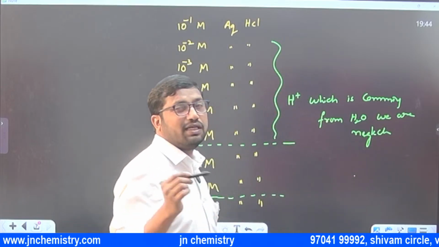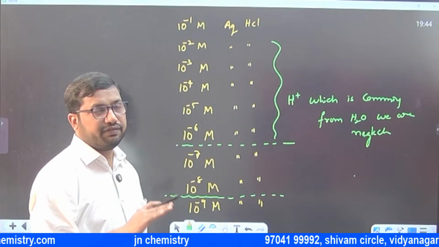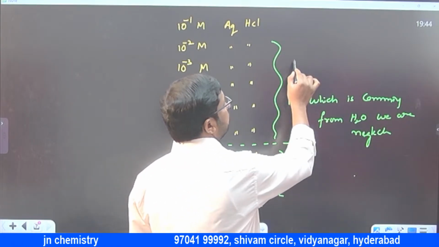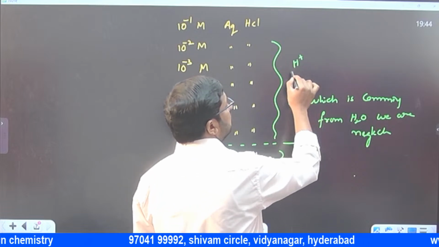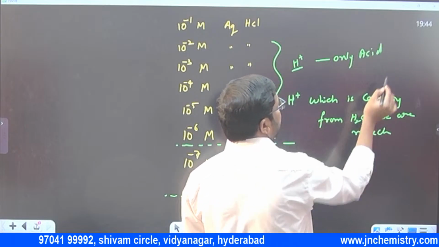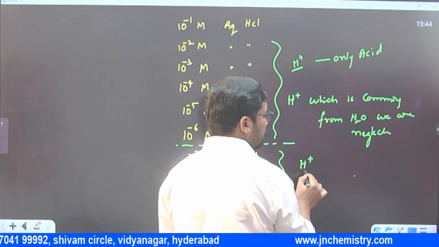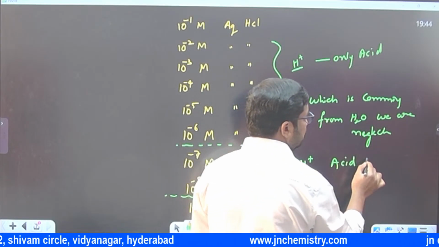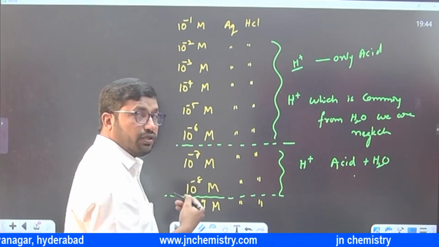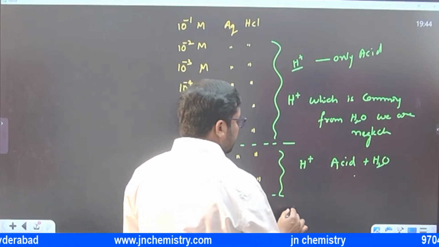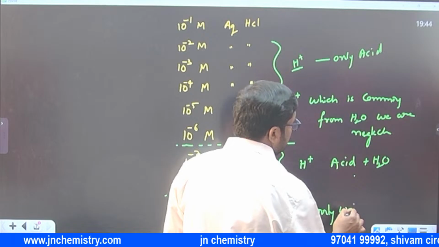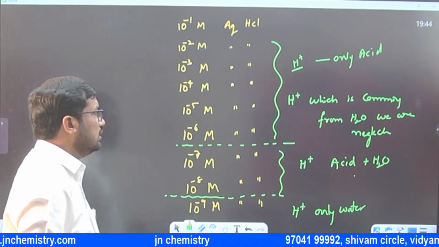Because the percentage of error is less than 1%, that doesn't affect. But in these two cases, the H plus is coming from acid plus water. After 10 to the power of minus 9, the H plus we will consider only from water. Only water. So write it down.